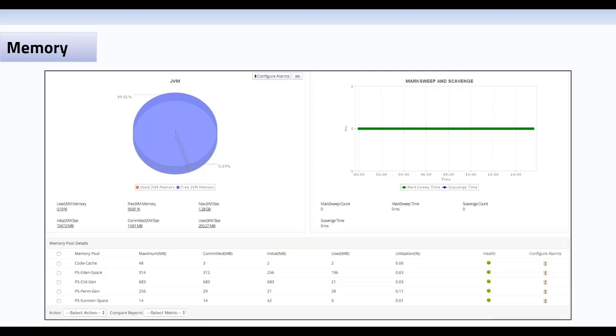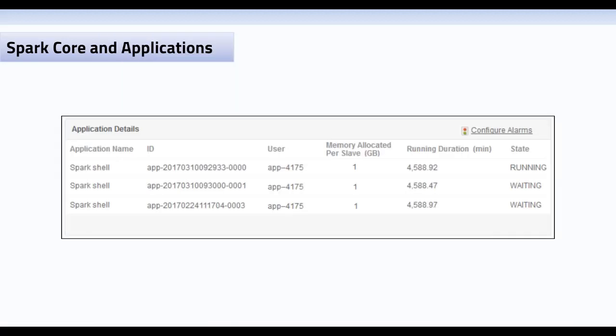Spark core and Spark applications. Spark applications is nothing but the number of applications that are utilizing Spark, how much memory is allocated for each of these applications when it is accessing Spark, how long this application has been running, and the state of these applications, as you can see from this screenshot over here.